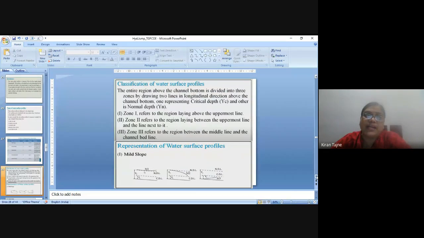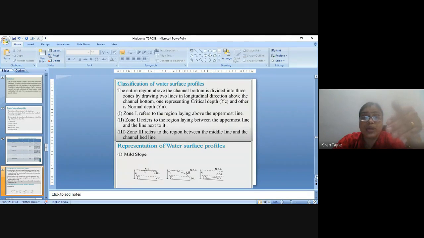So the entire region above the channel bottom is divided into 3 zones by drawing 2 lines in longitudinal direction above the channel bottom. One line will be of critical depth, CDL, critical depth line, which shows YC, critical depth, and another line will be the normal depth line, which shows the normal depth, YN. So zone 1 refers to the region lying above the uppermost line. Above the uppermost line means NDL, normal depth line.